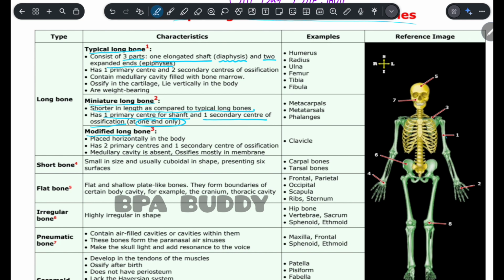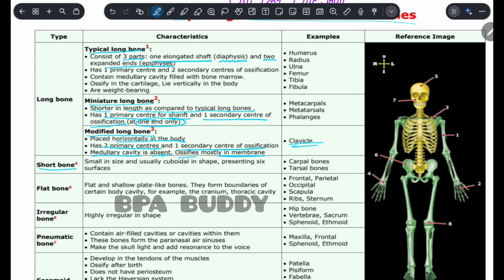Now let's come to the third one, modified long bone. It is present horizontally in the body. It has two primary centers and one secondary center of ossification. The medullary cavity is absent and it ossifies mostly in membrane. For example, clavicle.